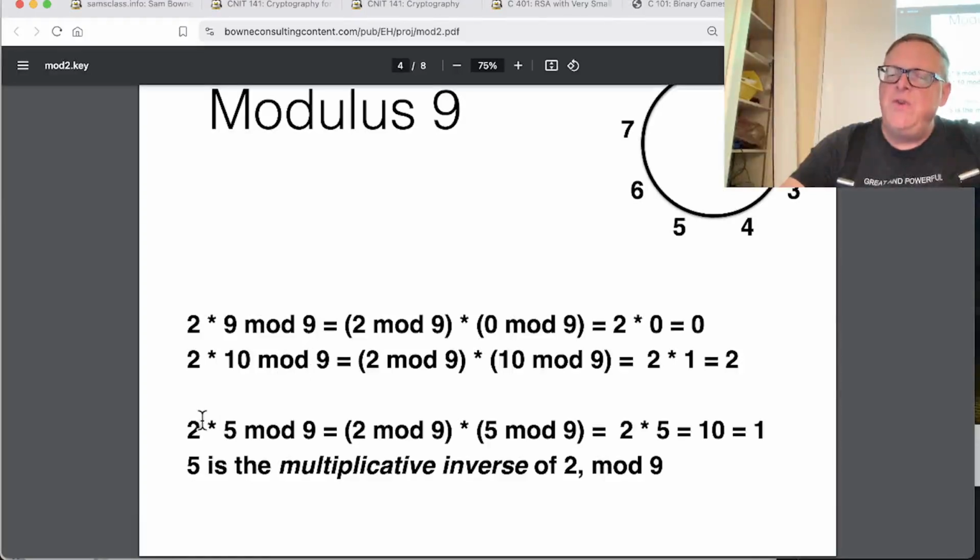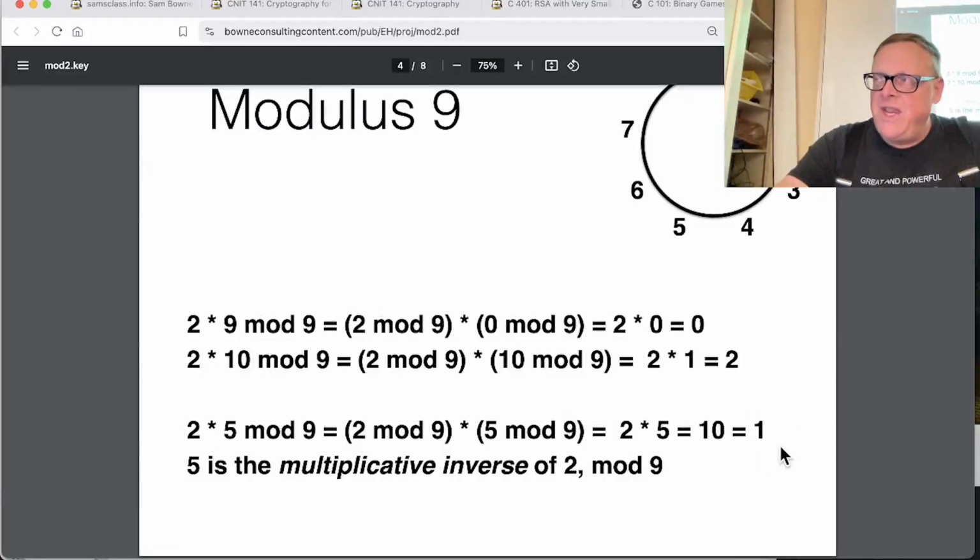Now, what if I take 2 times 5 mod 9? That's going to be 10 mod 9, which is 1. So this means if you find a number where you're multiplying 2 numbers together and you get 1, that means 5 is the multiplicative inverse of 2. That means if I encrypt by doubling a number, I can decrypt by multiplying that by 5, because the combination will be to have multiplied by 2 and 5, and that's the same as multiplying it by 1.